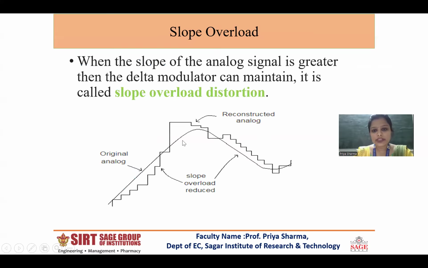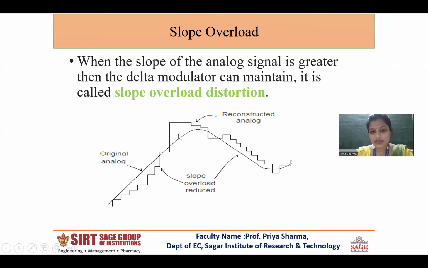Slope overload is when the slope of the analog signal is greater than the delta modulator can maintain. It is called slope overload. Like when there is a rising edge and it rises at a steep rate, the delta modulator cannot detect the step size of this, as the step size is fixed in the delta modulator encoder. That's why it keeps on moving, and here we can see noise over here.